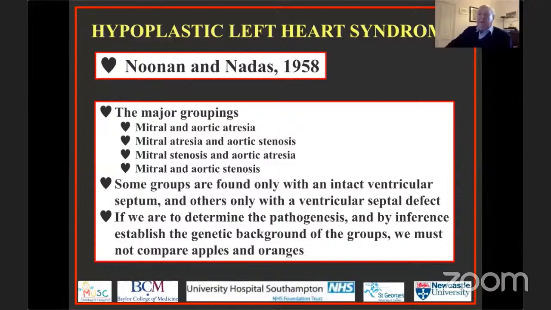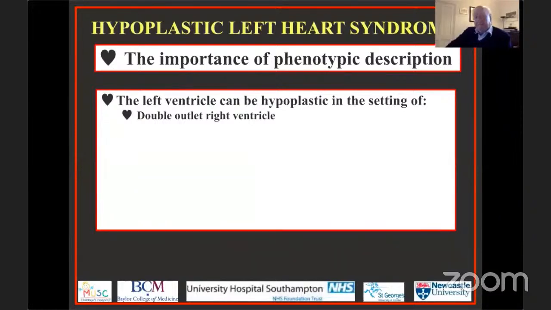And to me, if we are to determine the pathogenesis, we must now not compare apples and oranges. And that is why what we are going to be emphasizing today is the importance of the specific phenotype. And that is because the left ventricle can be hypoplastic in multiple settings. DIANE is going to show you a very nice example of double outlet right ventricle with mitral atresia. And in this setting, the heart you're going to see, the left ventricle is grossly hypoplastic.